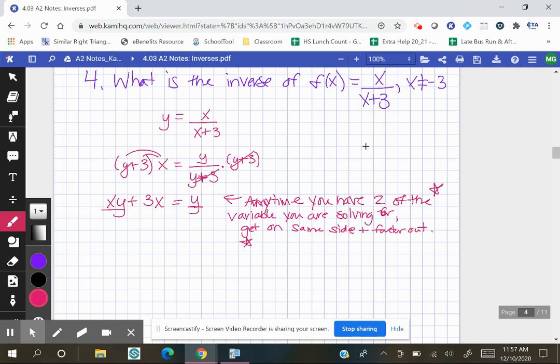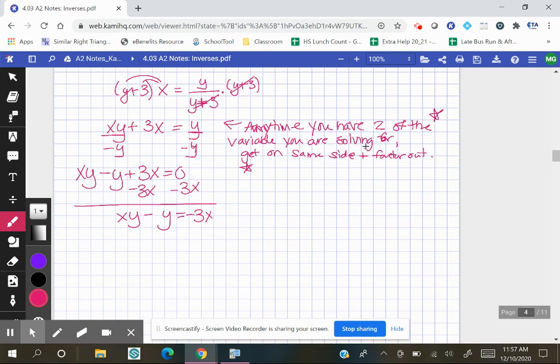So what I'm going to do is I'm going to subtract y over to this side. So I have xy minus y plus 3x equals 0 because I subtracted y from both sides. And now I'm going to subtract 3x over there because the 3x does not have a y in it. And I only want y's on one side and anything that doesn't have a y to the other side. So here's where now I can factor out once I have them on the same side of the equation. So I'm going to factor out my GCF of y. So I'm dividing each of these by y, which leaves me with x minus 1 equals negative 3x.